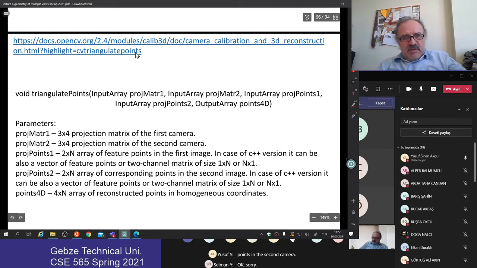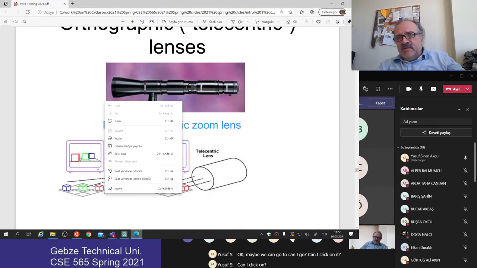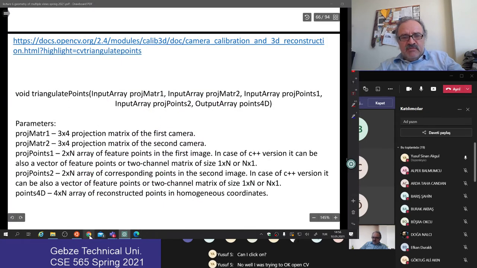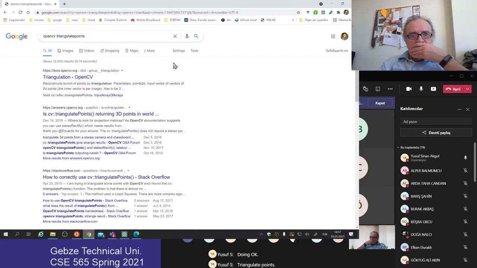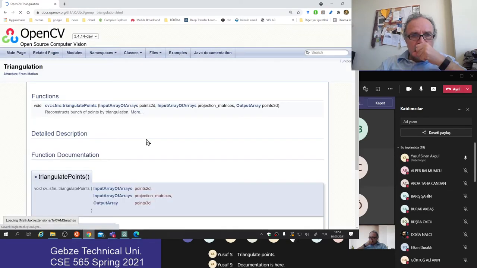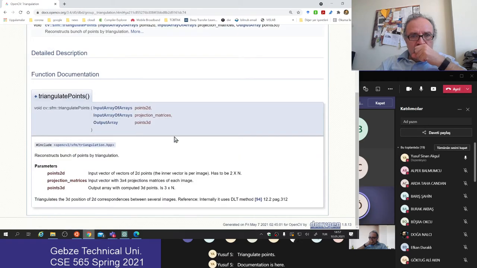Okay, maybe we can go. OpenCV, let's go there. Maybe there is an overload that will take more than two. Triangulate points. Documentation is here. Projection. I think this one, yeah. It doesn't talk about any overloads. But I think this one is it, because it takes array of arrays and it takes projection matrices.